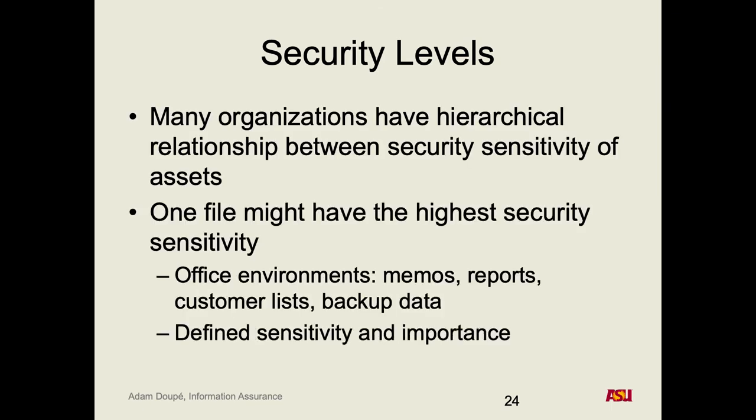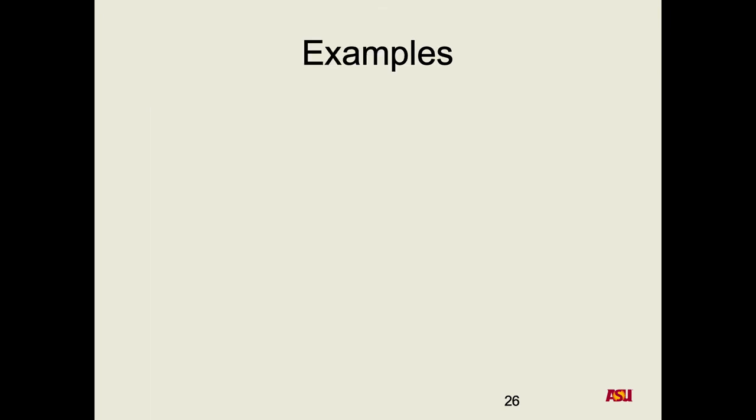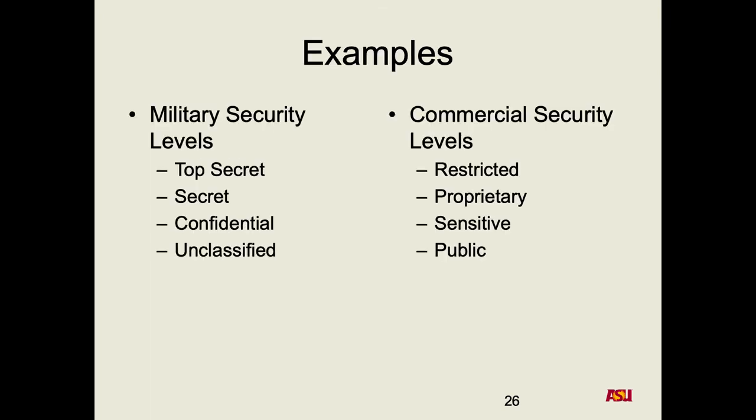So you can even do this in office environments, right? We talked about it in terms of military. This is the most natural context because that's where it comes up. You can also think in terms of, at a company, employee data, customer data, customer social security numbers, personally identifiable information. So we have these levels that we just went through: unclassified, confidential, secret, top secret. You could have similar things in the commercial context: public, sensitive, proprietary, and restricted.